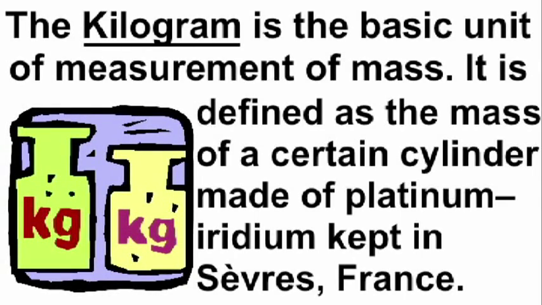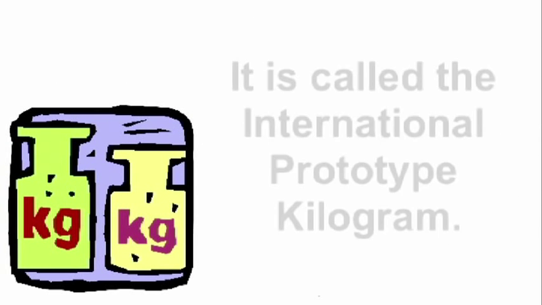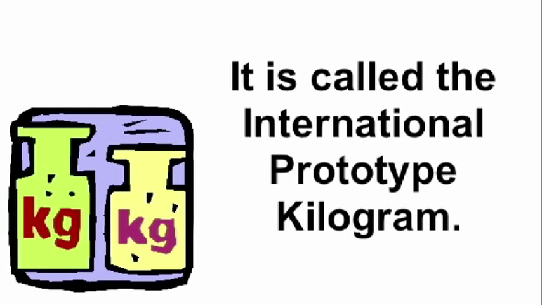A kilogram is the basic unit of measurement of mass. It is defined as the mass of a certain cylinder made of platinum iridium kept in Sèvres, France. It is called the International Prototype Kilogram.